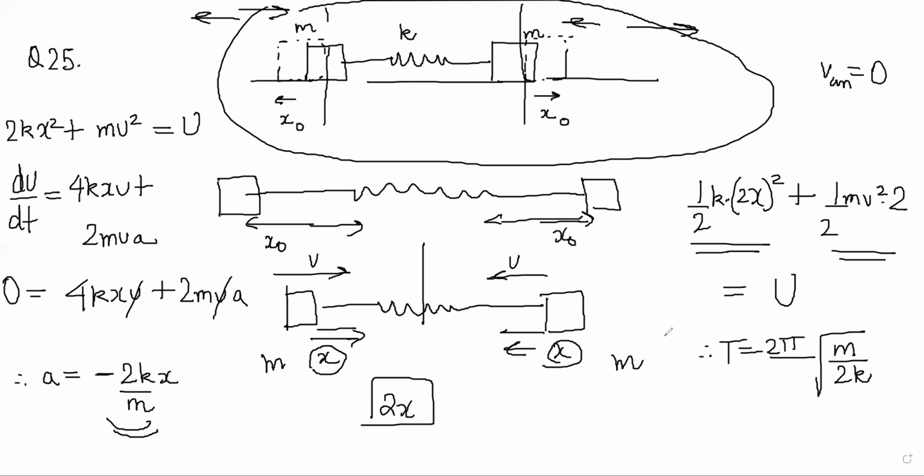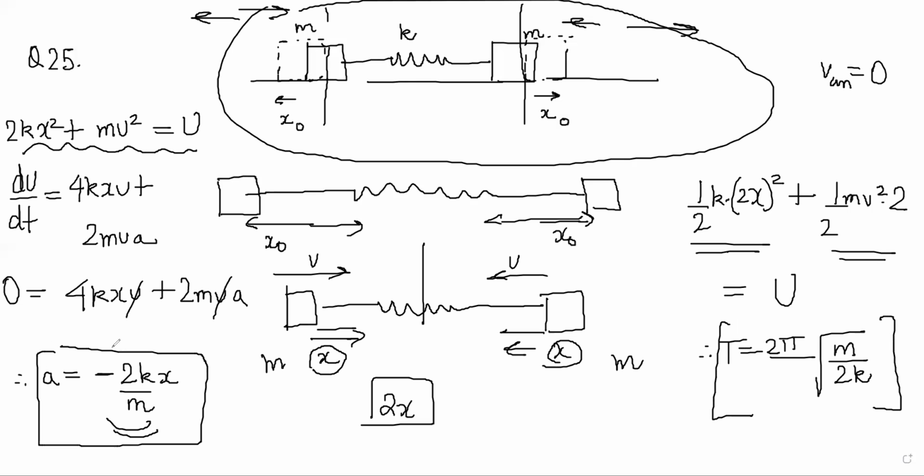You understand what we did, no? We wrote the total energy, we differentiated it, said it should be 0, and we got this expression, which is the a is equal to minus omega square x expression. How did we write the total energy? We took an arbitrary point when the displacement was x and x. So the spring will be extended by 2x and the kinetic energy will be V and V, so 2 times. So this energy method is quite useful.